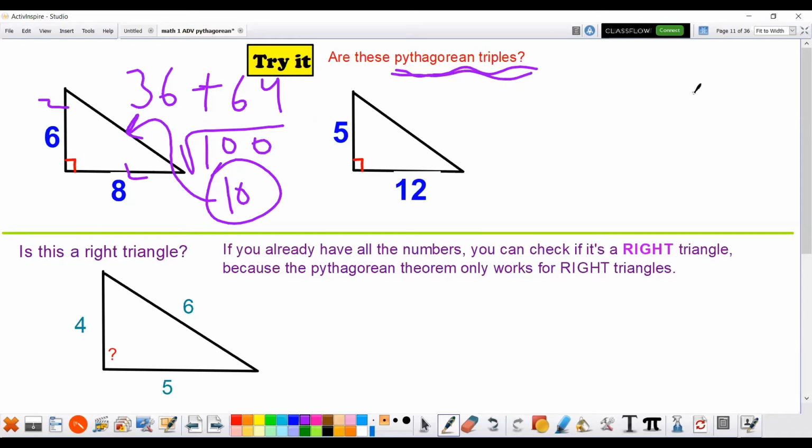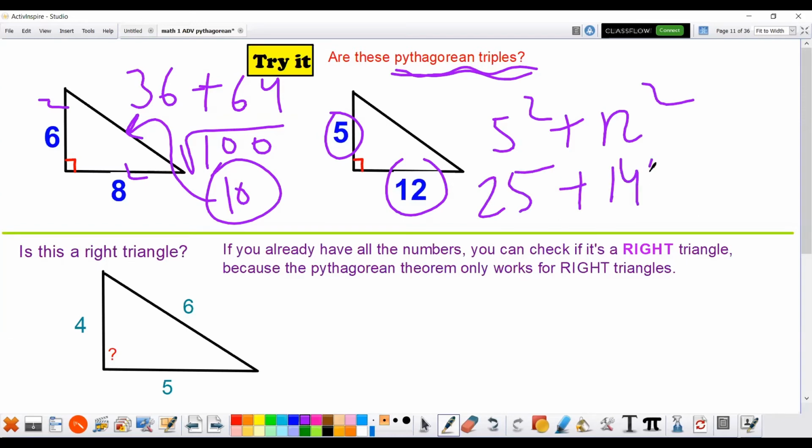And there was a slide of certain numbers that work. This is another one that works. 5 squared plus 12 squared. That's 25 plus 144, which is 169. That square root is exactly 13. So they call these triples if they work.